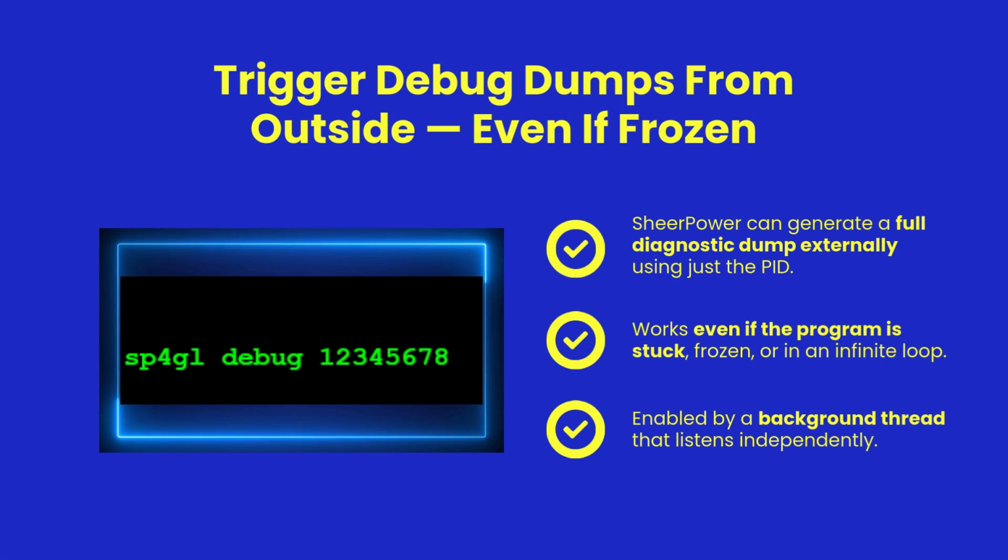What if your program is stuck and can't respond? No problem. SheerPower includes a background listener that responds to external debug commands using the program's PID. You'll get a full snapshot of the program's state, even if it's completely unresponsive.